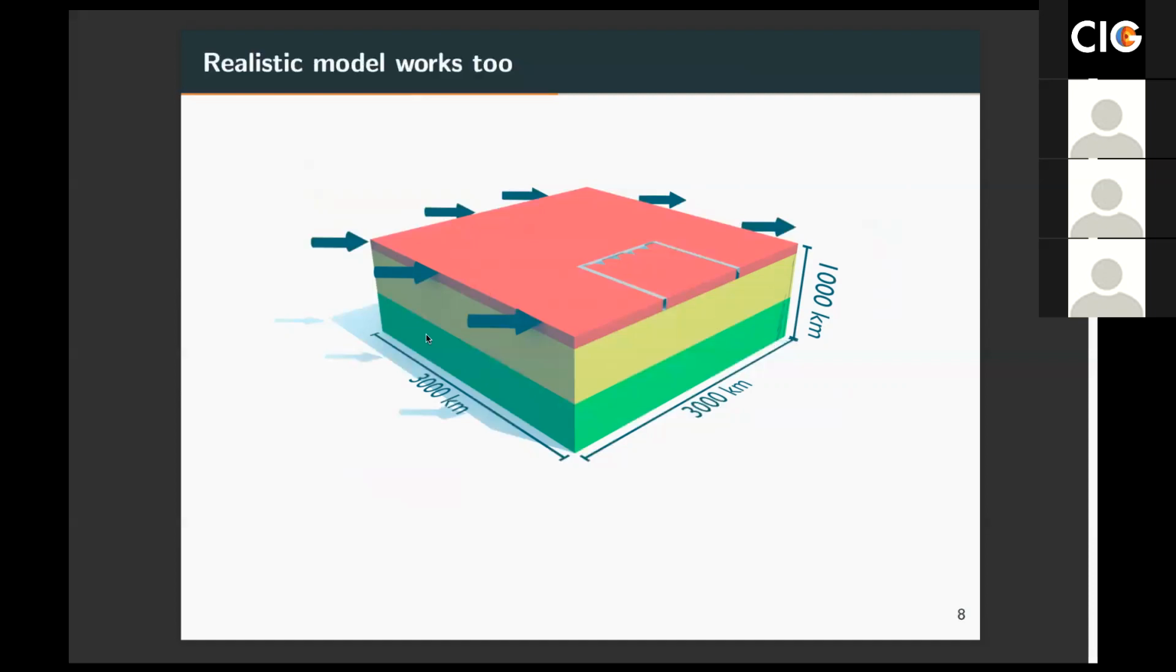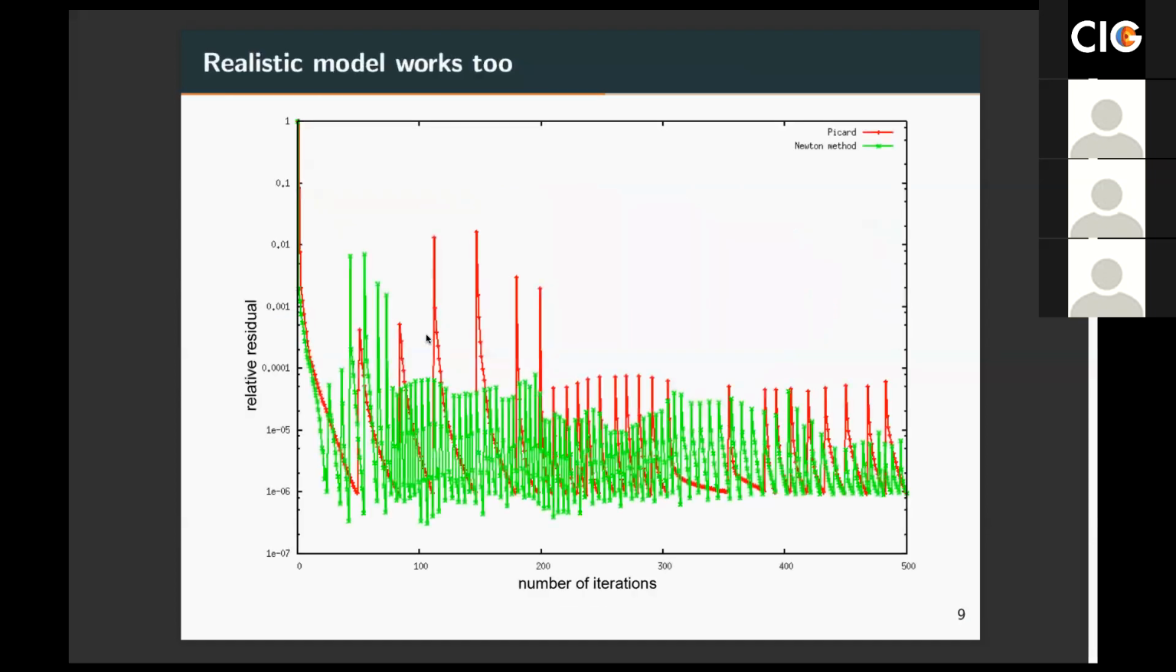And I will show you a simplified convergence graph for this problem, where we have on the y-axis the nonlinear relative residual, and on the x-axis the number of iterations, and I've stopped the graph at 500 iterations. And the red line here indicates a Picard method, and the green line indicates the Newton method.